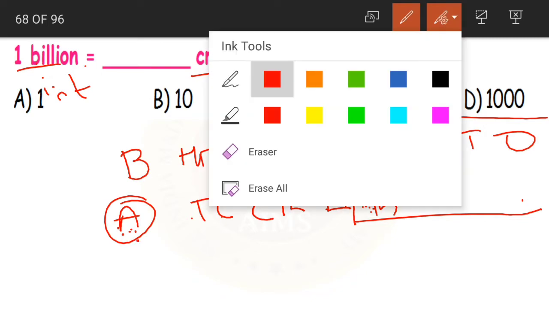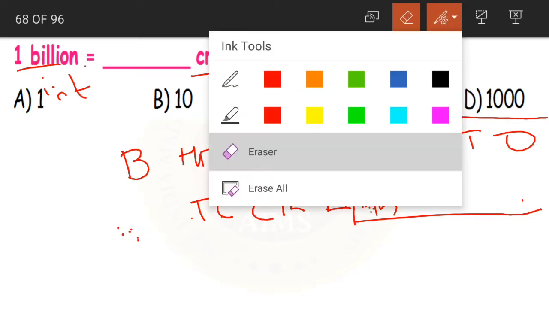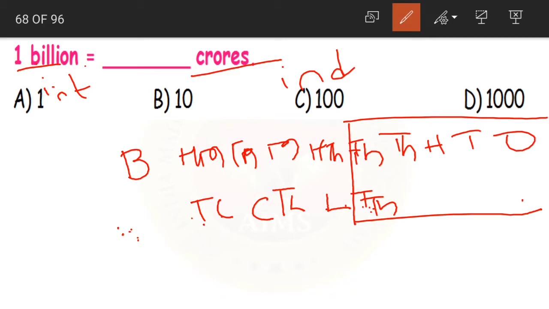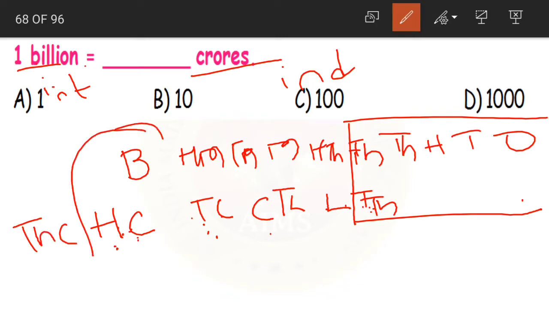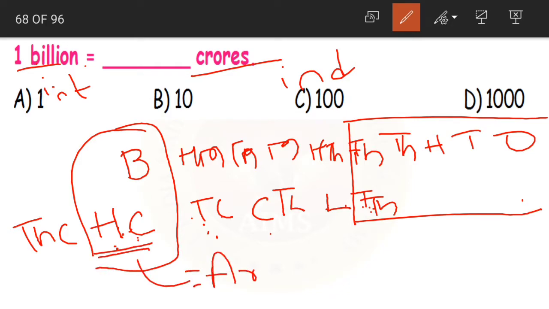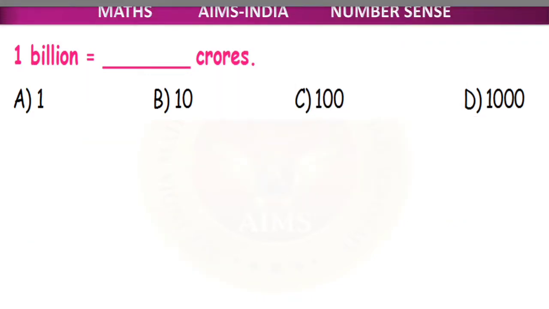But if you see in terms of crores, what will it become? After 10 crores, what can we get? We'll get 100 crores. Yes or no? Yes, we have crores, 10 crores, and after that 100 crores, and then we'll get 1000 crores, and so on. So for billion, how many crores are we having? 100 crores, that is equal to 1 Arab. Okay children, so here 1 billion is equal to 100 crores. That is option C here, 100 crores. I hope this is clear, right?